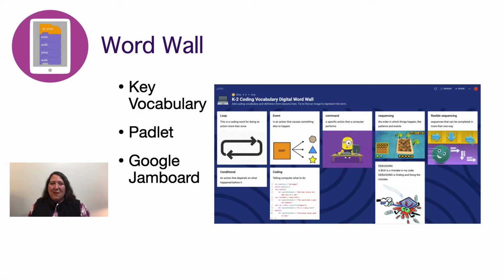Digital tools like Padlet and Google Jamboard can be especially helpful for creating an accessible virtual word wall online, since students may not be in the actual classroom where they could see a traditional physical word wall display.